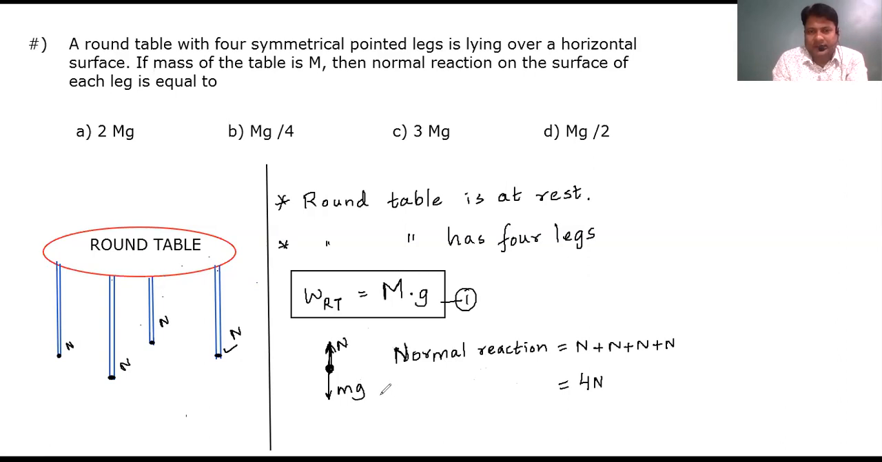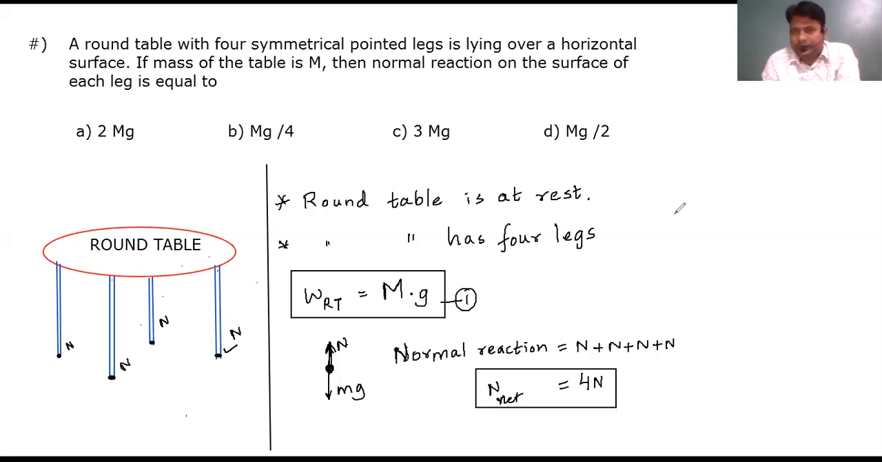Why is this equal to Mg? This is the net normal reaction, and that net normal reaction is distributed into four legs, as we are seeing here. So I'm going to mark it out. Now, after making a column, it will be easy for us to solve this in a proper manner.